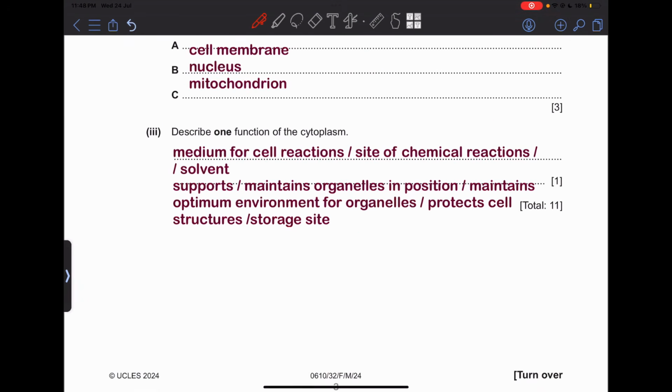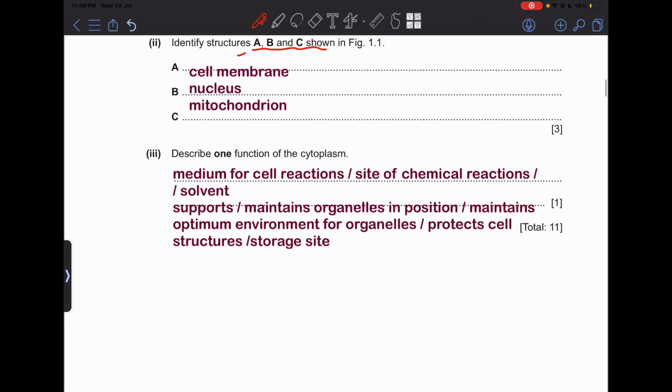Describe one function of the cytoplasm. You can say that it is a medium for cell reactions, which means that cell reactions take place inside of the cytoplasm, and it's also a site of chemical reactions. It's the same meaning. Also, it can be a solvent for chemicals, like it dissolves the chemicals, and it can also maintain organelles in position or support them, or maintain an optimum environment for organelles.